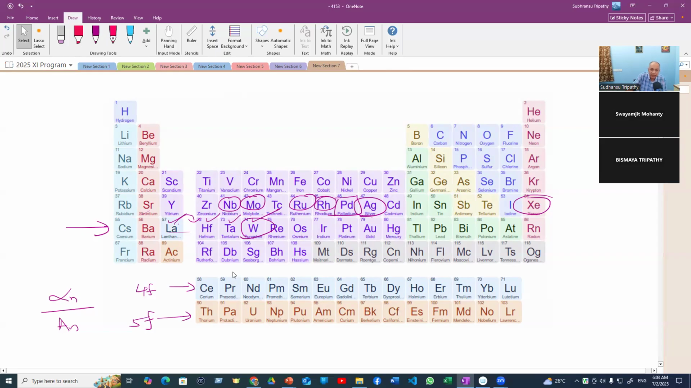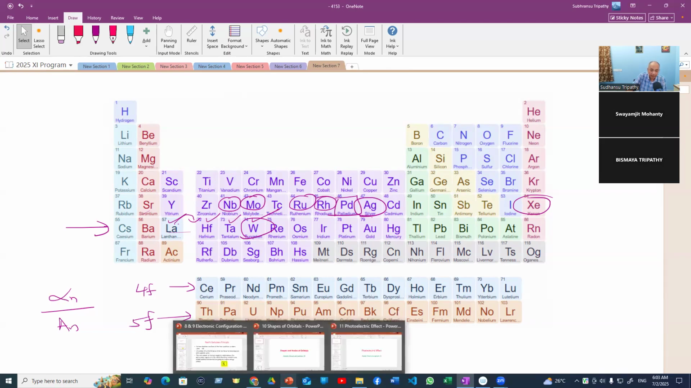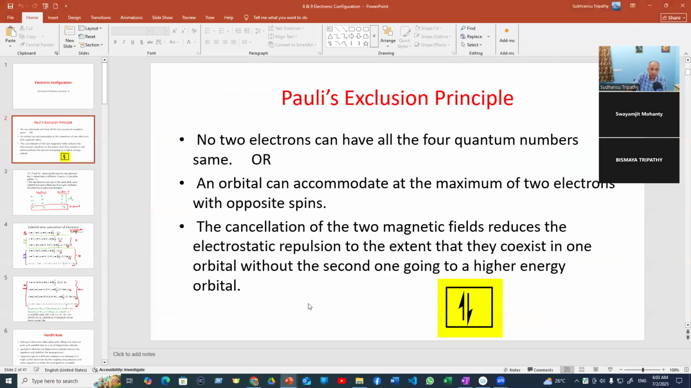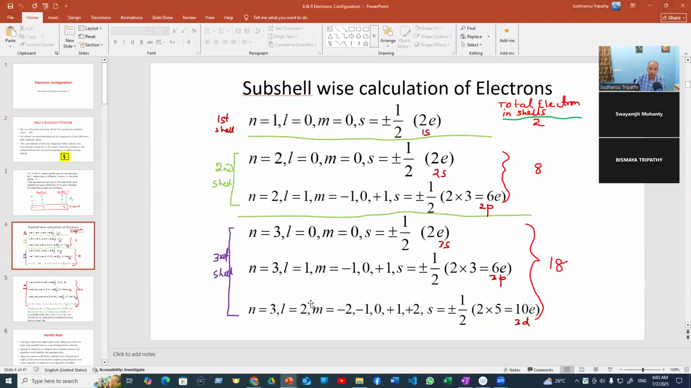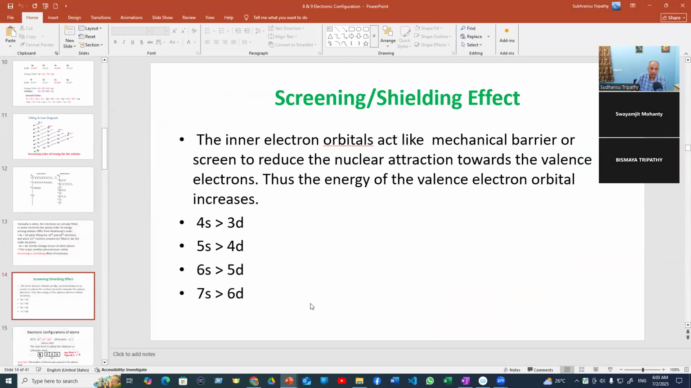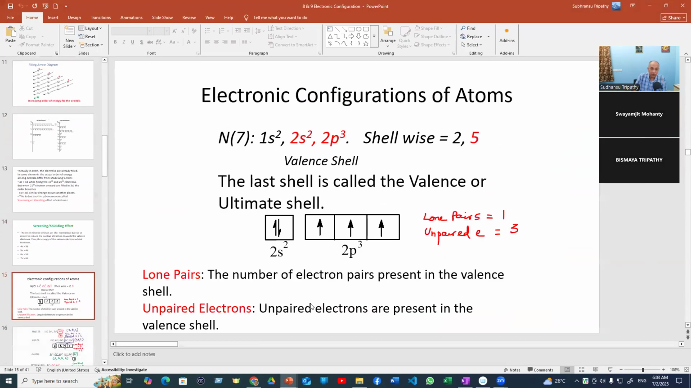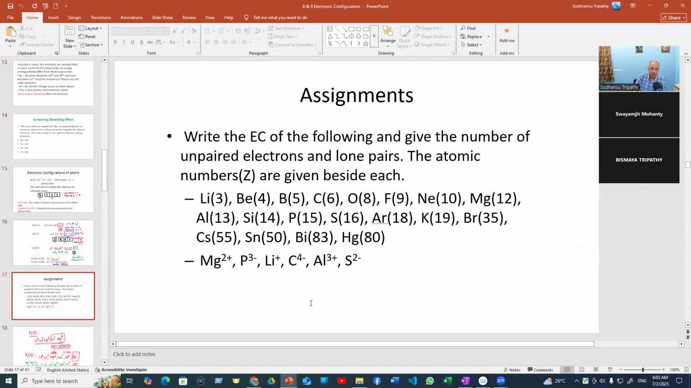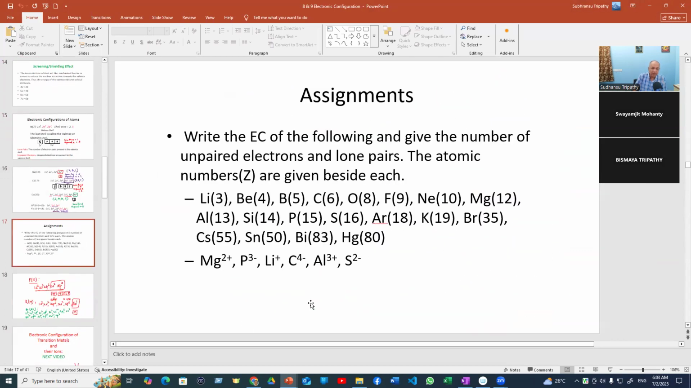So now comes the position of the anomalies in the lanthanide series and actinide series. Now, to save time, I will take you to the file that I will be giving you. This we have already done. Screening, which I've already told you. These things I have already told. Assignment is there, but I have given you more assignment, to find out the electronic configuration of the ions.